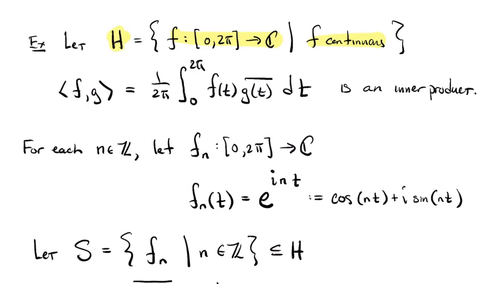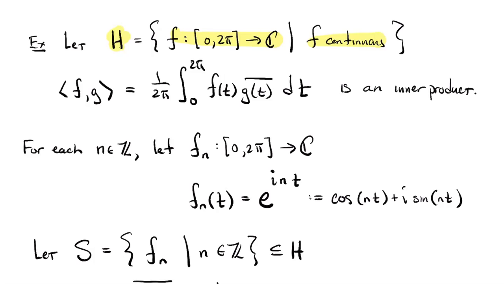If you're not familiar with complex valued functions, you can just flow with me here: by continuous, I just mean if you change the input a little bit, you change the output a little bit. So you can think of a function from the interval from 0 to 2 pi into the complex plane as a path.